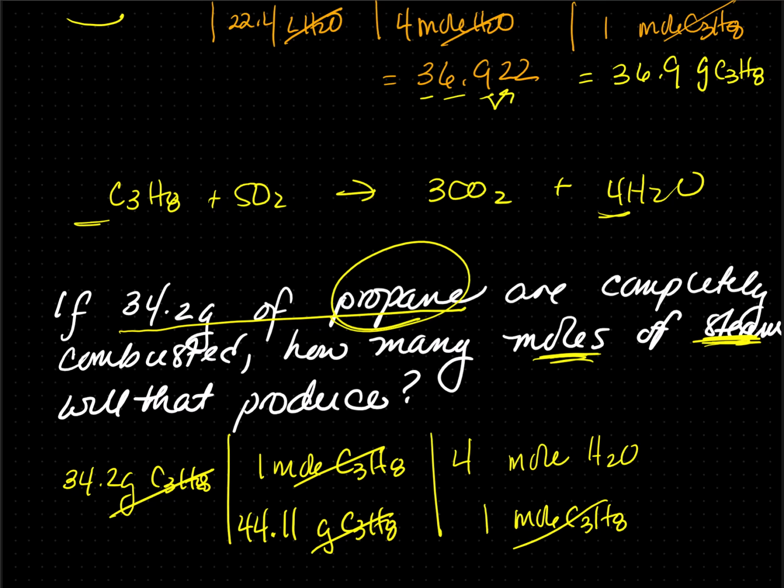So 34 times 2 times 1 times 4 divided by 44 is equal to 3.1013. So now I need to do sig figs. Conversion factors do not count. There are 3 sig figs. So 1, 2, 3. I look 1 to the right. The 0 stays. So 3.10 moles of water.